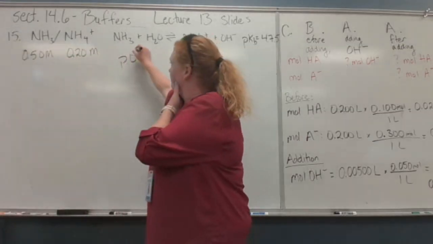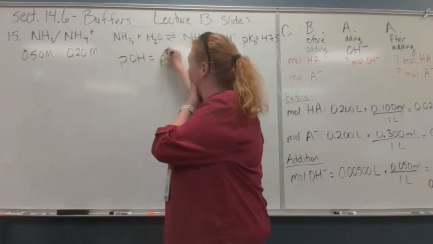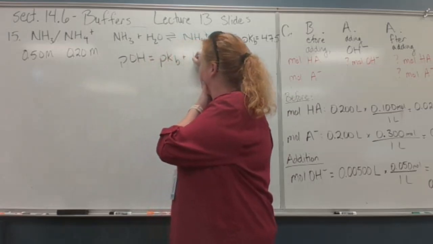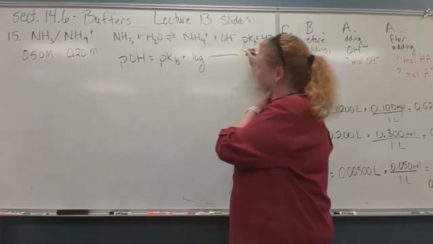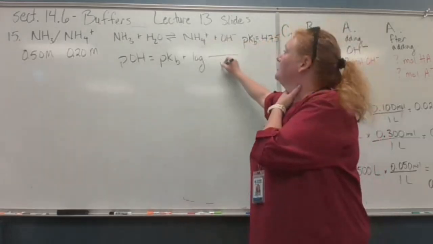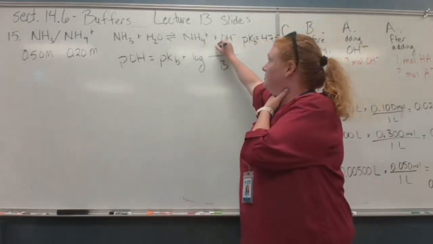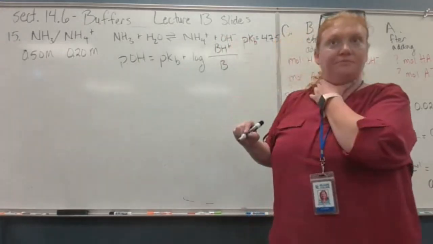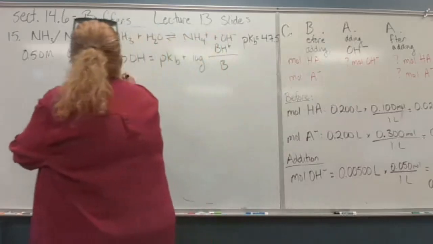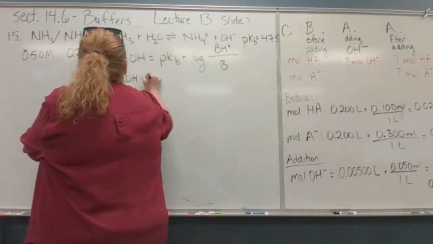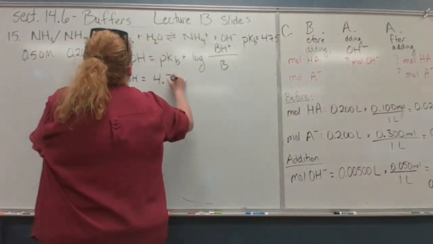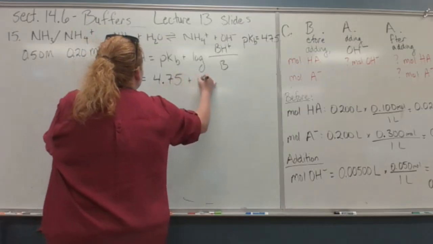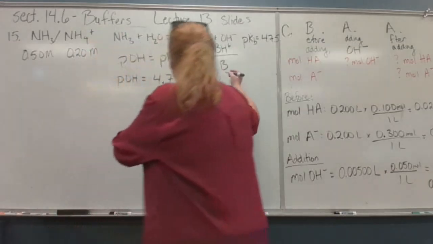So pOH equals pKb plus the log of the base, and then the conjugate on top. Once I realized I'm taking the negative log of the pKb, well, that'll do it. That's right.